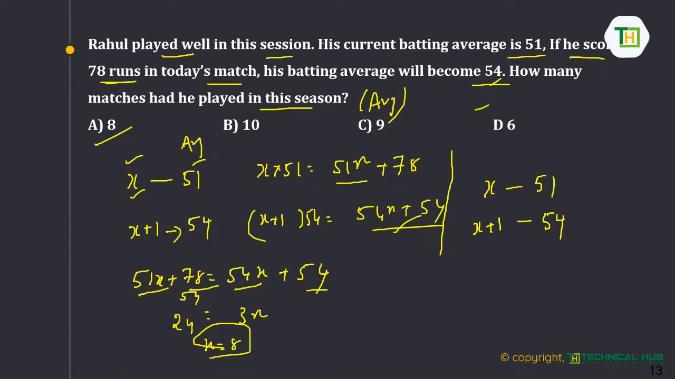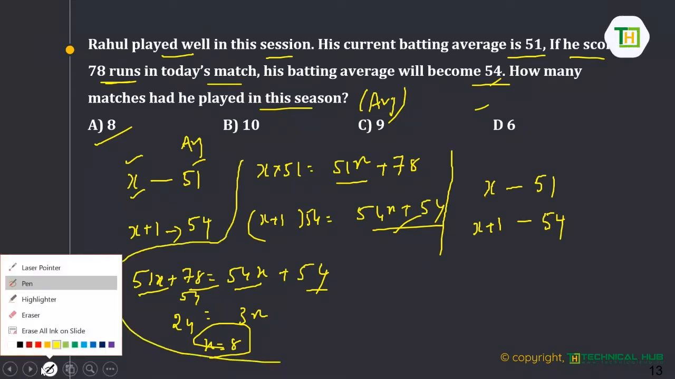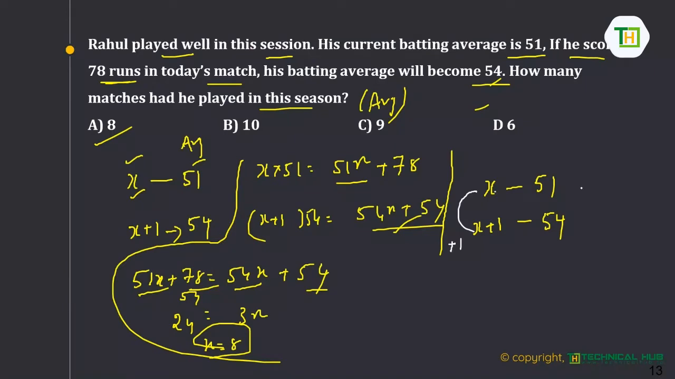Instead of doing all these calculations, first of all, you have to take the left hand side difference. What is the left hand side difference? Plus 1, from X to X plus 1. And from 51 to 54, how much does it increase? Plus 3. You have to take the left hand side difference and the right hand side difference. So the left hand side difference is plus 1 and the right hand side difference is plus 3.